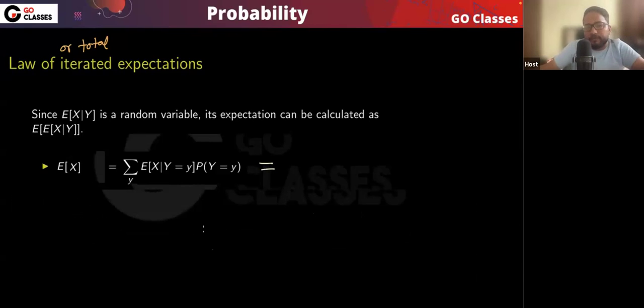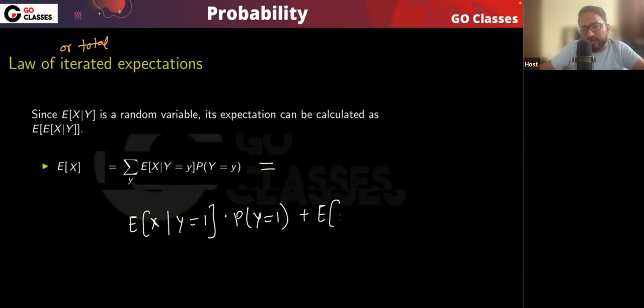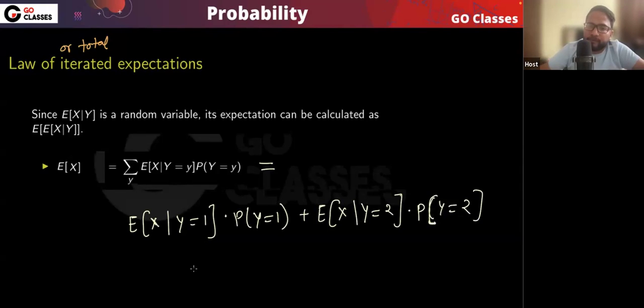See, this is the expectation of, let's suppose the y value is 1 and 2, or maybe 1, 2 and 3. So you can say summation of, or let me open the summation. It will be the expectation of x given y being 1 into the probability of 1, plus the expectation of x given y being 2 into the probability of 2. Let's suppose there are only two possible values of y.